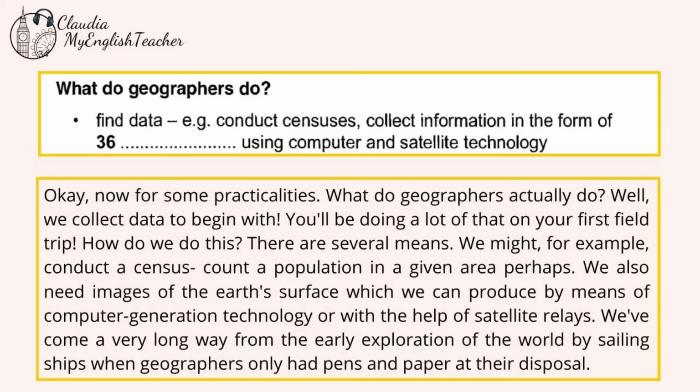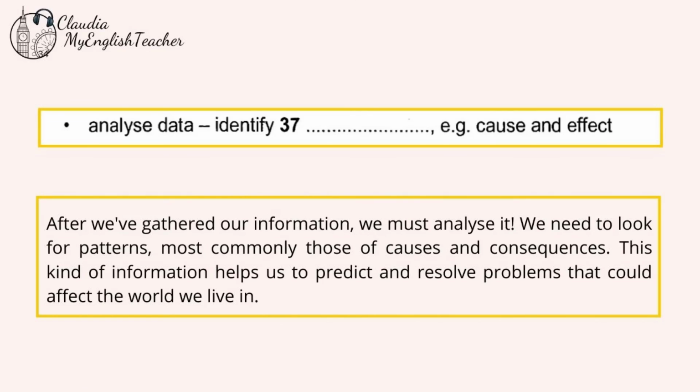We also need images of the Earth's surface which we can produce by means of computer generation technology or with the help of satellite relays. We've come a very long way from the early exploration of the world by sailing ships when geographers only had pens and paper at their disposal. After we've gathered our information, we must analyse it. We need to look for patterns, most commonly those of causes and consequences. This kind of information helps us to predict and resolve problems that could affect the world we live in.